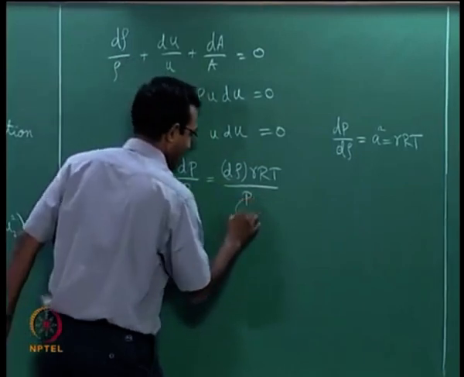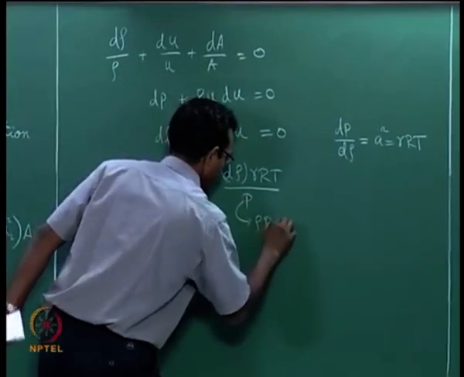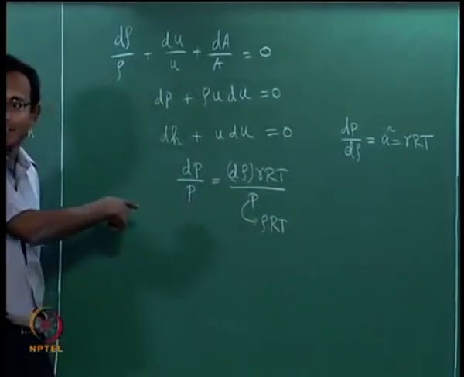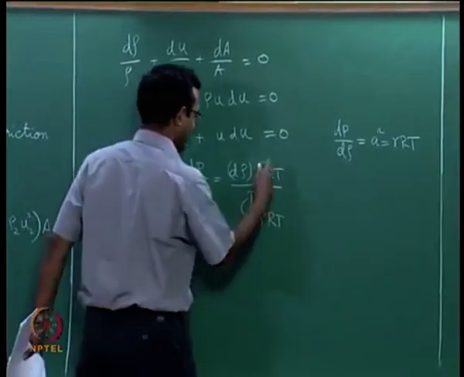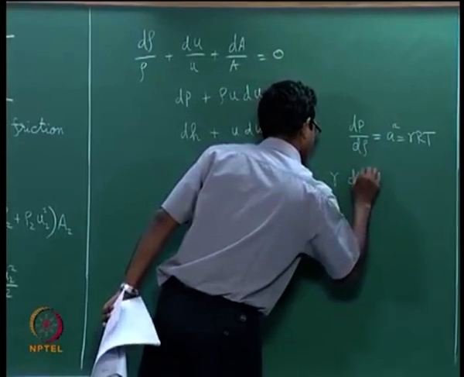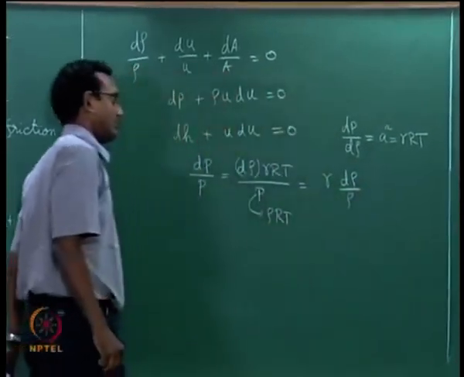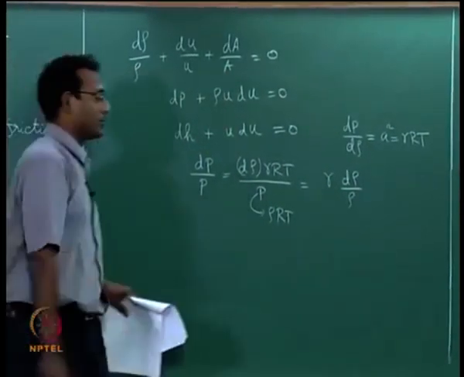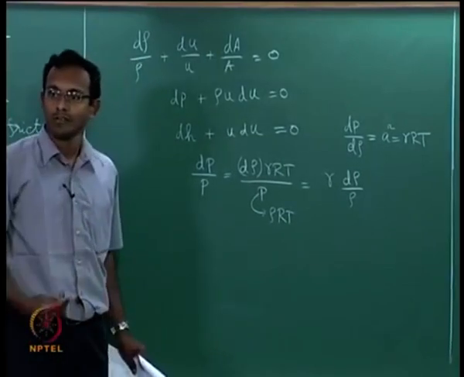Now P can be rewritten as rho RT. I am using the ideal gas law already inside. Okay. Now RT will get cancelled. I am going to have a form gamma d rho by rho. dP by P is gamma d rho by rho. That is the form we will use here.